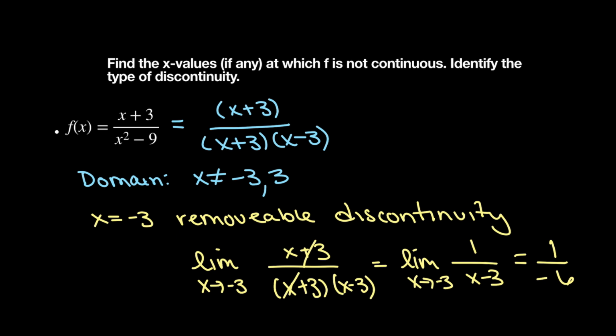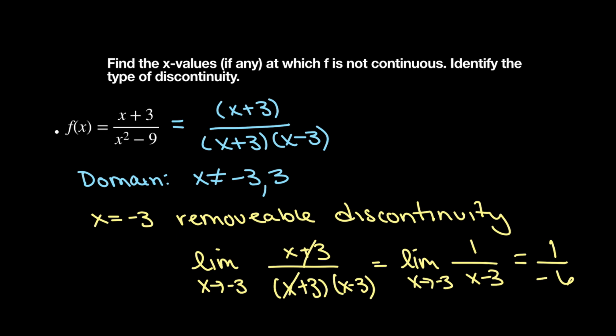But we can also see this by computing. If we want to find the limit as x goes to negative 3, we would cancel those x plus 3's out, and then I would get 1 over x minus 3. If I plug in my negative 3, that's 1 over negative 6. I can see that the limit actually exists even though the function doesn't exist. So there's a hole in the graph there, and that is a removable discontinuity.